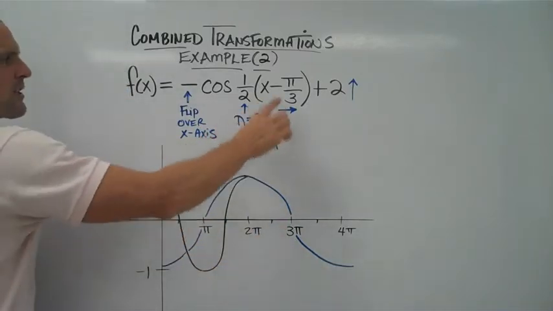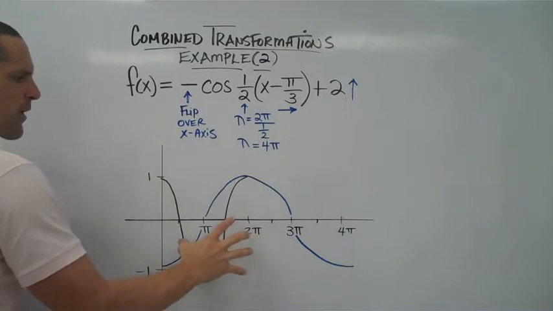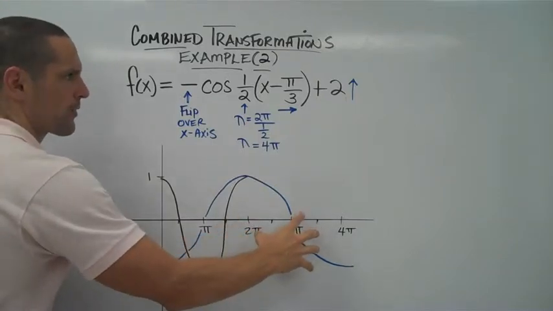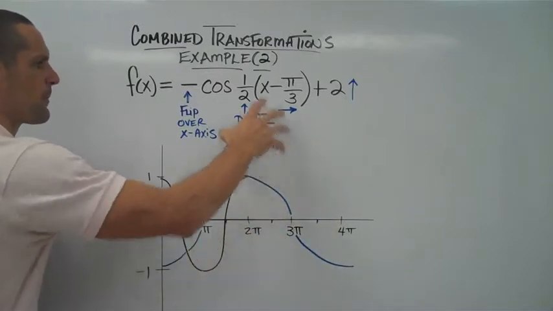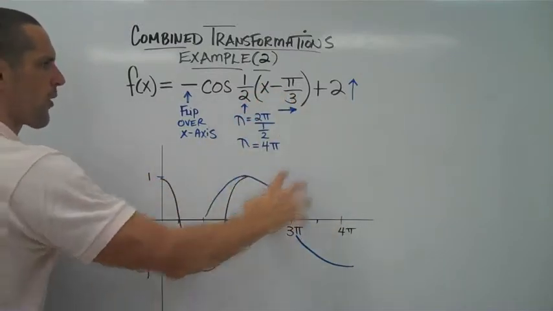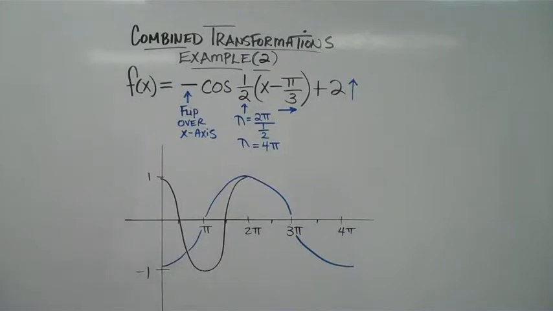Well, to finish this, I'd have to move this whole blue graph over to the right, pi over 3, and then my center line would go from 0 to up 2. So my graph would really be over and up when I finalize it.